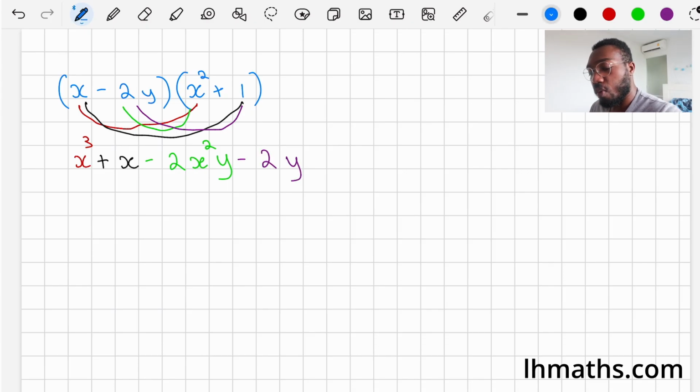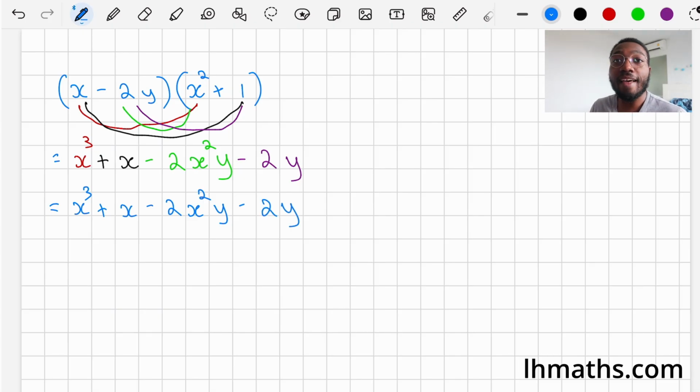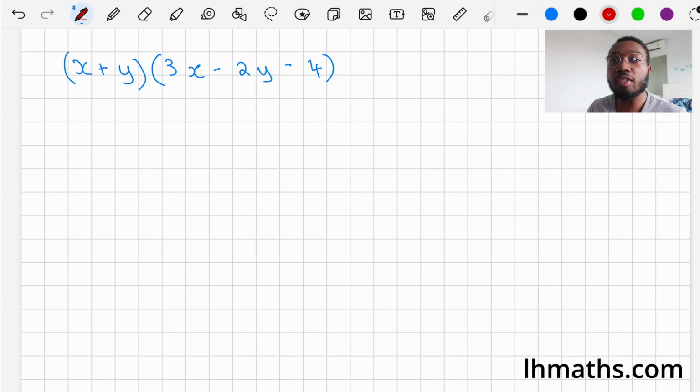Okay, and for this question, can we simplify down? We cannot simplify down, so therefore it will just stay as x cubed plus x minus 2x squared y minus 2y. We'll just leave it like that. Okay. So now we have x plus y times by 3x minus 2y minus 4.